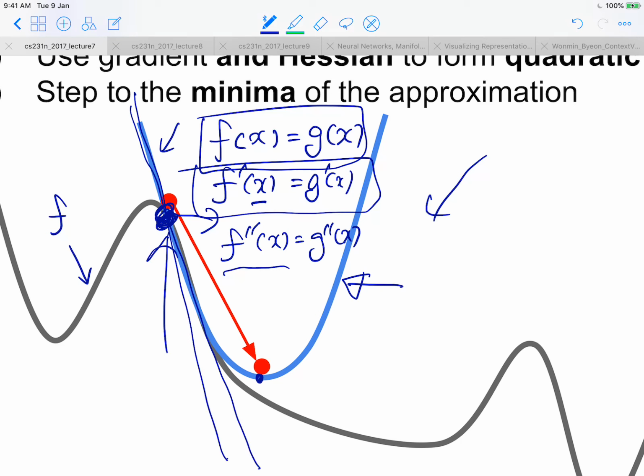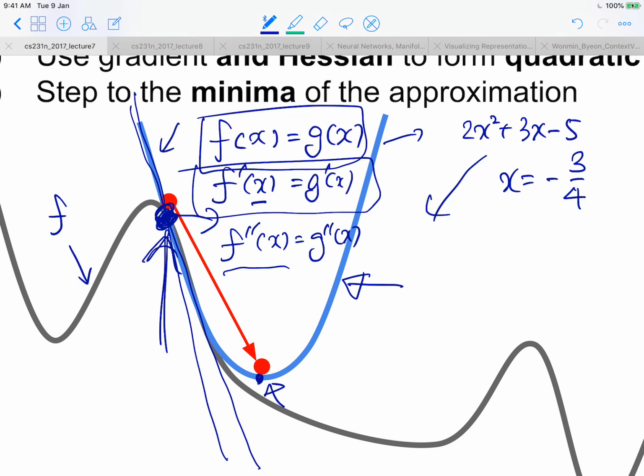Okay, so if we just approximated this graph as 2x squared plus 3x minus 5, then the minimum point will be easily computed as negative 3 over 4, right? And so, even though we started from a single particular point, once we approximate it as a second order polynomial, we can just go directly to the minimum possible point based on this second order polynomial assumption. And then this will be the next point in our iterative optimization.